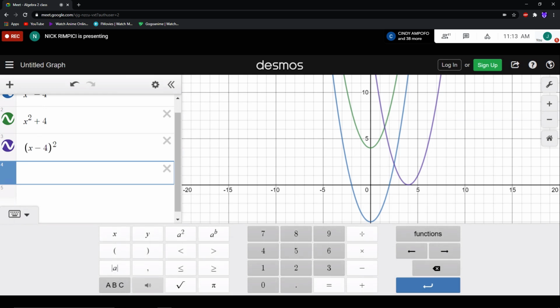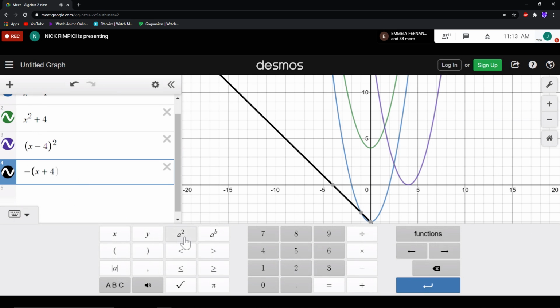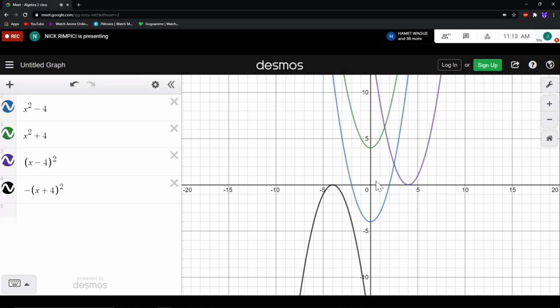And there's one more choice, which I believe is negative parenthesis x plus 4 squared. This one is in the wrong location. It's left of the origin. And not only that, this parabola is opening in a downward fashion rather than upwards, okay? So it's wrong in 2 regards, right? It's in the wrong location, and it's even opening in the wrong direction.